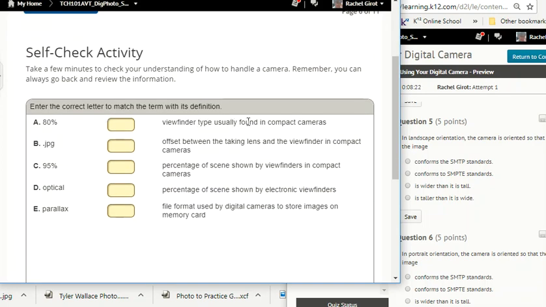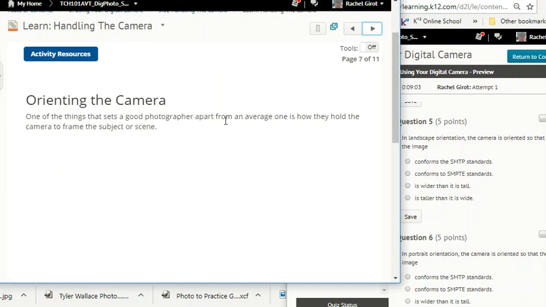All right, viewfinder type usually found in compact cameras. Optical. Offset between the taking lens and the viewfinder in compact cameras. Parallax. Percentage of scenes shown by viewfinders in compact cameras, 80%. Percentage of scenes shown by electronic viewfinders, 95%. The format used by digital cameras to store images on a memory card, JPEG. That one was from last chapter.